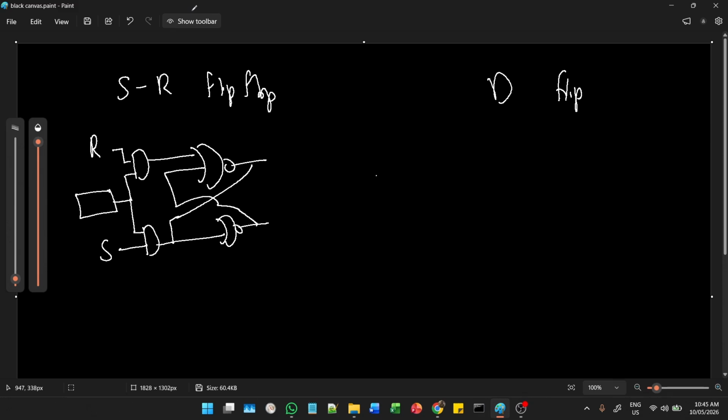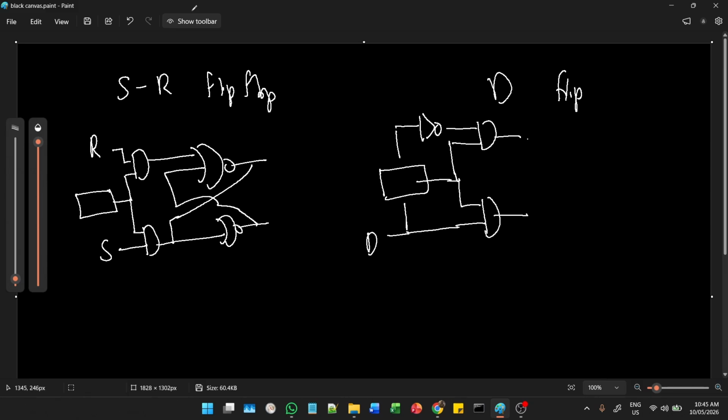A D flip-flop is also the same thing. There's a clock which activates specifically with each part. So it's the same thing, right? So all the difference is it'll activate with specific clock parts only, right?